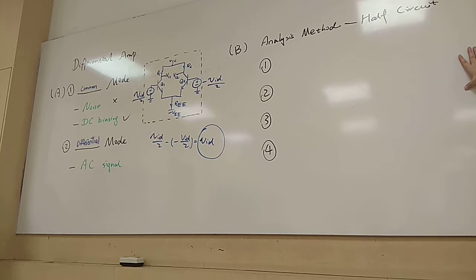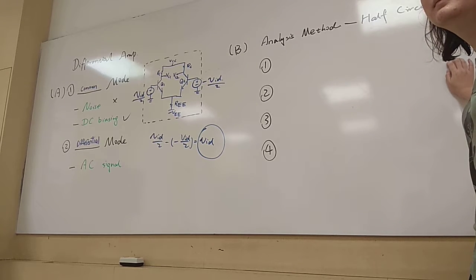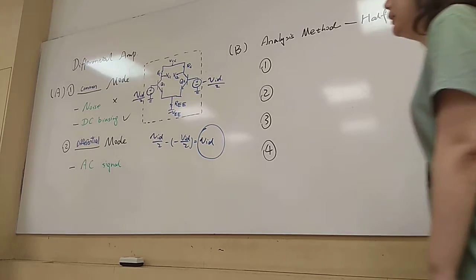Voltage and current no change. What do you mean by voltage and current no change? Then they remain the same. The first step is what? In order to do your half circuit analysis, the first step, you need to split that into half. Split the circuit, right? So the first step is to split your circuit.